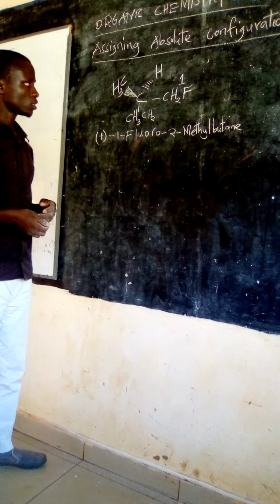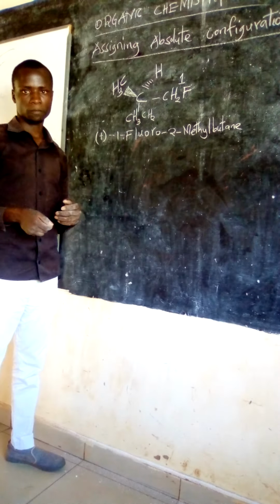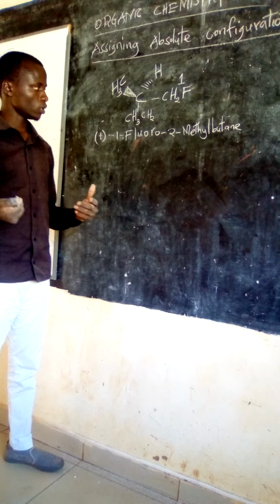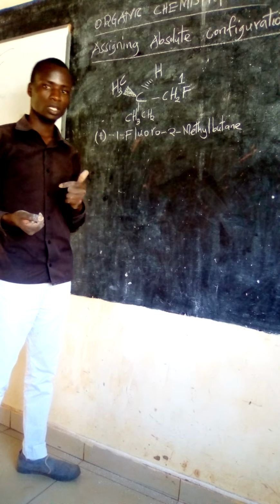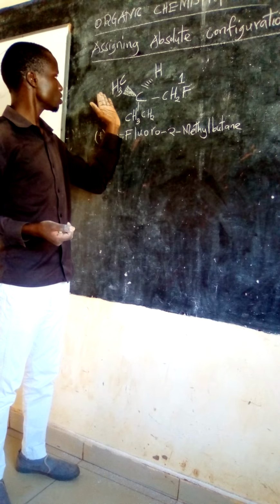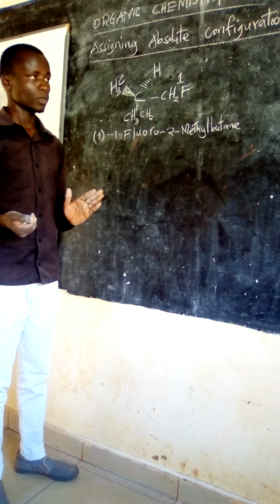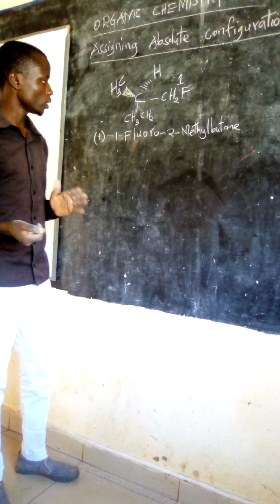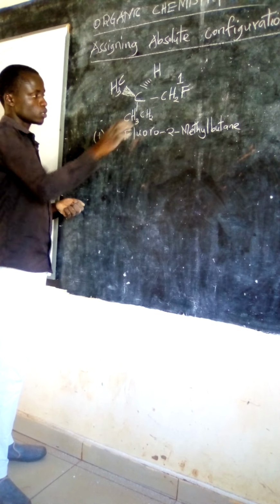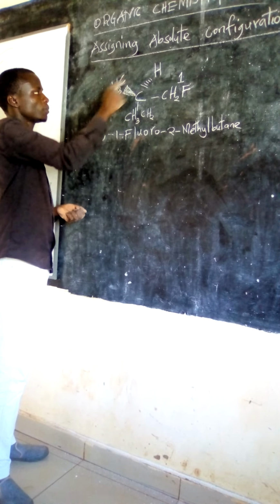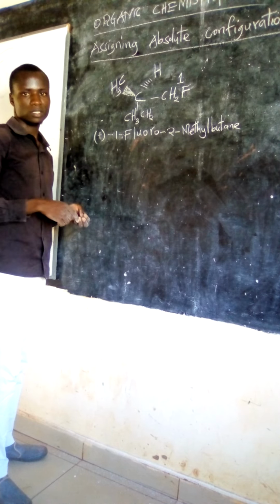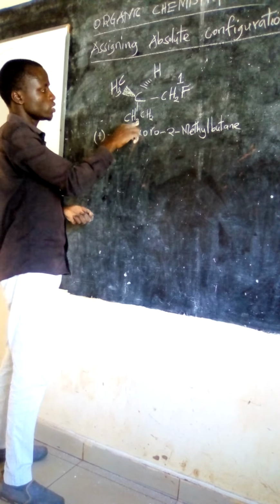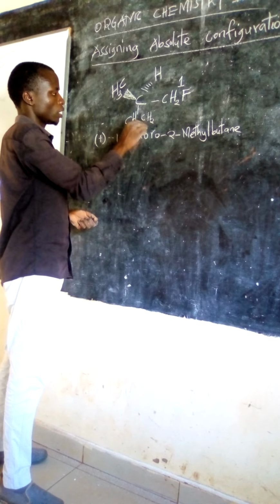Now, after that, you consider the remaining 3. When you look at the remaining 3, you realize that I'm having CH3CH2 as well as CH3, then hydrogen. You realize that CH3CH2 has a higher atomic number than either CH3 as well as H. And therefore, we shall assign this as priority number 2.